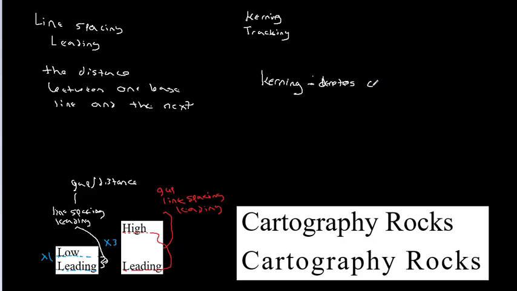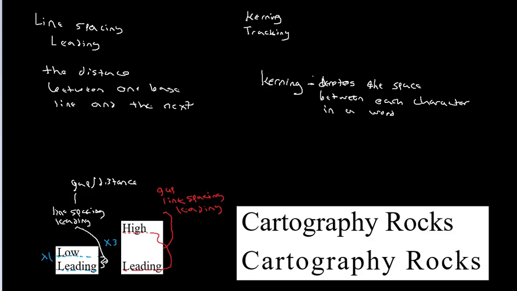Kerning denotes the space between each character in a word. And so if we look here, we have two different levels of kerning. The top one here is normal, and the bottom one has a 3-point kerning.